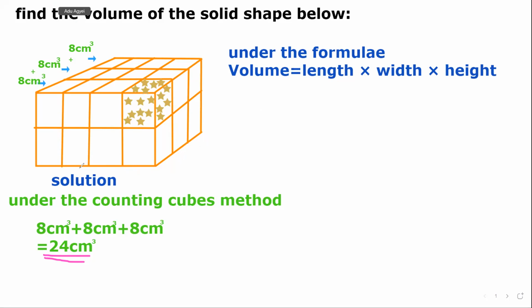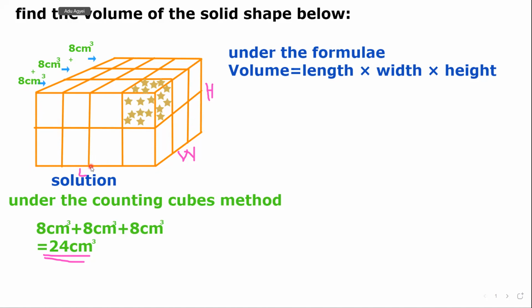Let's use the longest part here to be the length, and then the other side here to be the width, and here will be the height. The height, we normally use the perpendicular lines here. So we have the 3 heights here, 1, 2, and 3. The length too, we have 1, 2, and then the 3.